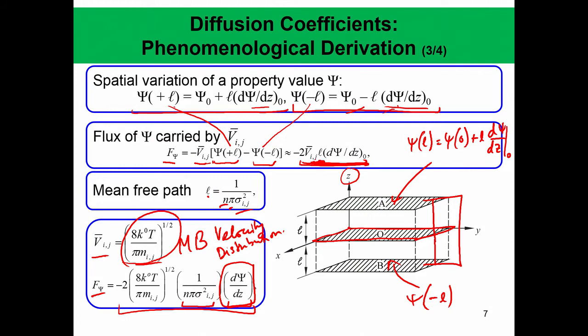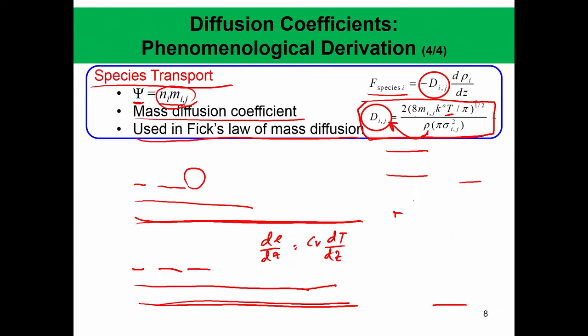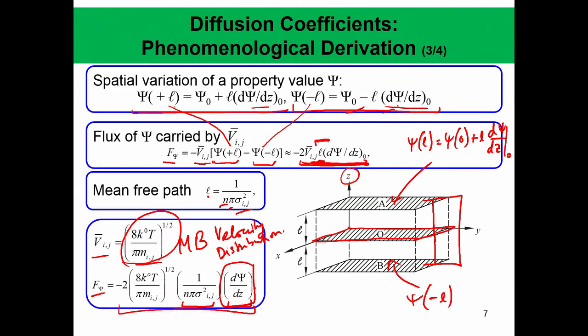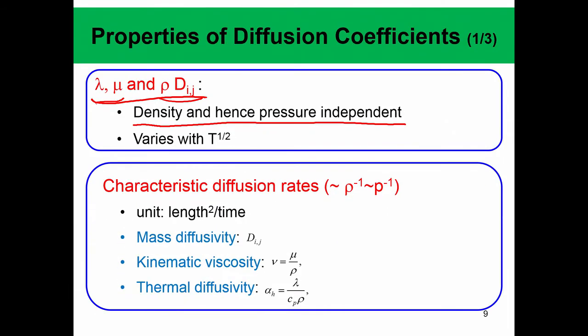As a result of this, as you know, the mean free path appears proportional here. So the flux is directly proportional to the mean free path. As the mean free path decreases, the increase of that particular species is counteracted, and hence there is no change. These parameters lambda, mu, and rho dij do not depend as such on density and pressure. But the most interesting thing is that they vary with T to the power of half.